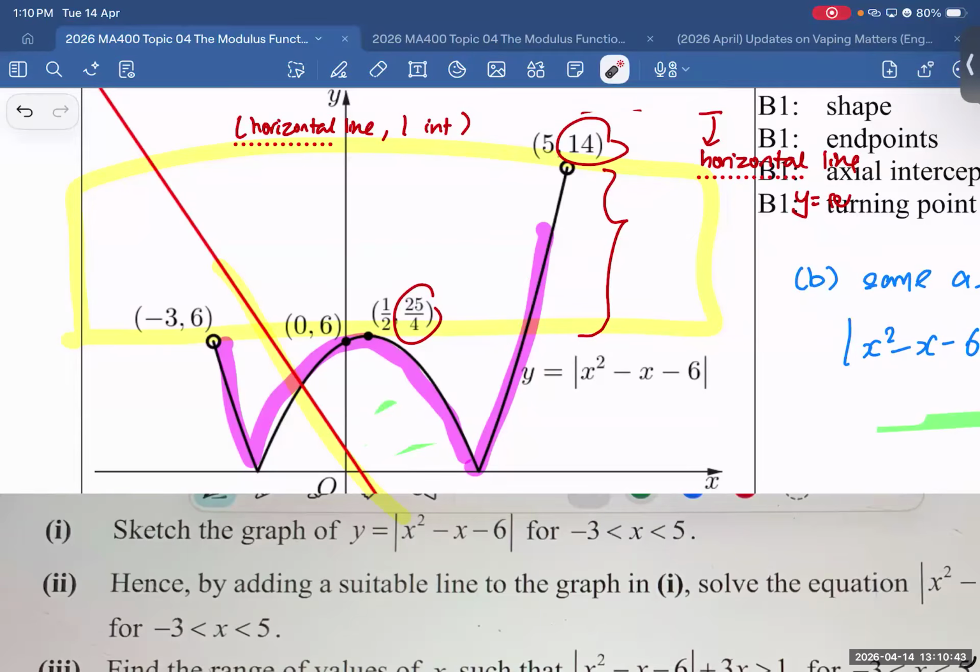Okay, can you check Joshua's graph? Did he include the endpoint? Yes. Closed circle is for equal to. For example, like this, I use closed circle. Understand?